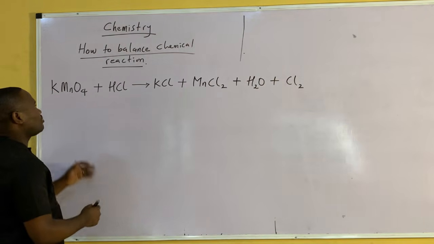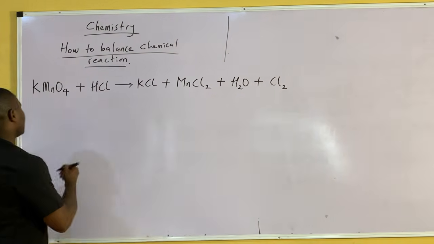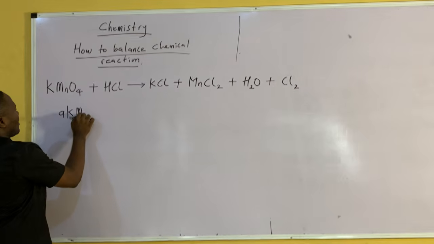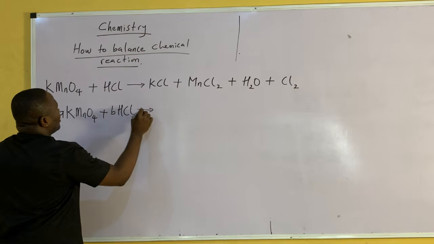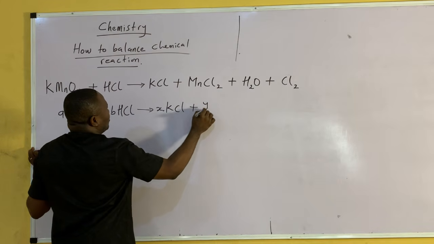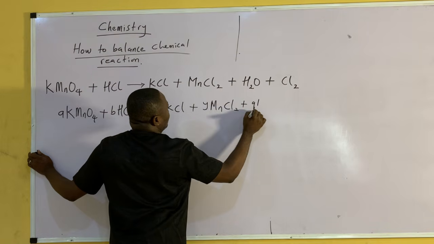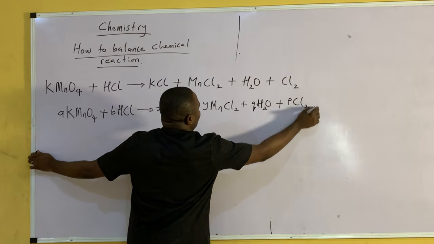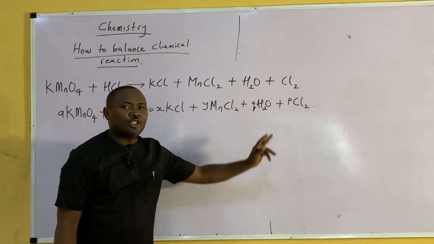So let's go again. We said give an unknown coefficient to all of these. And I'll start with this. I said I'll give a to be AKMnO4 plus bHCl to give us xKCl plus yMnCl2 plus qH2O plus pCl2. You see, I've succeeded in giving an unknown to each of them.